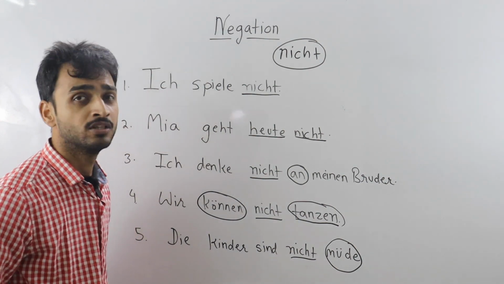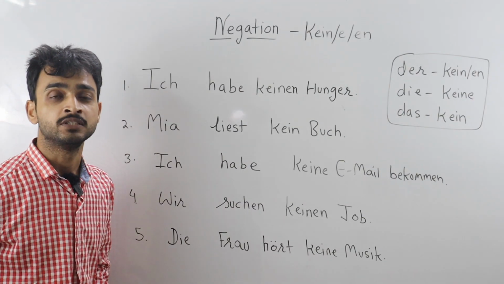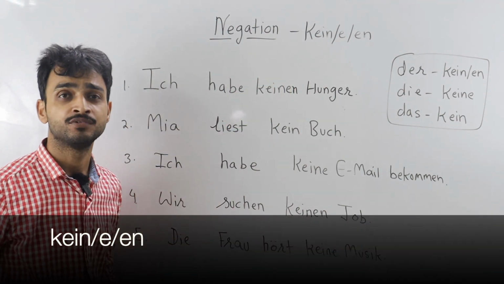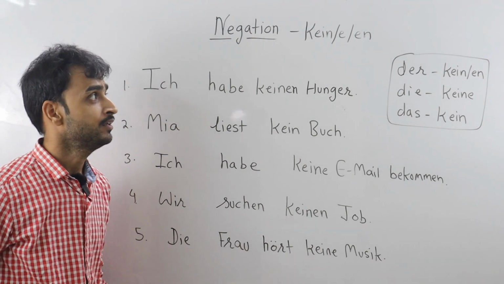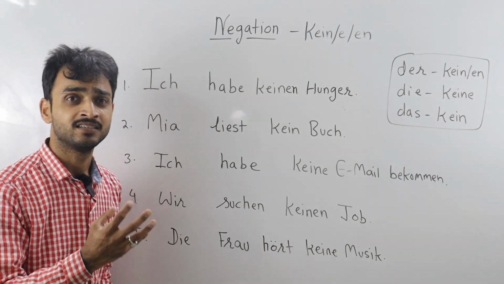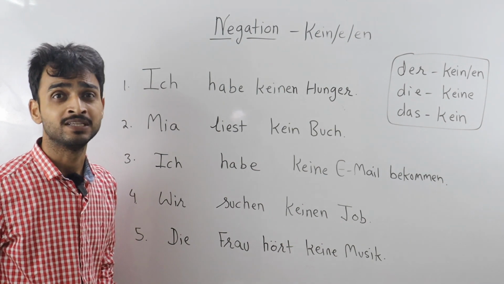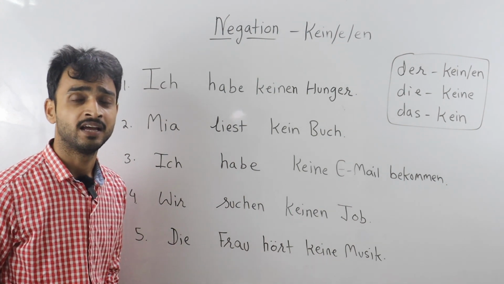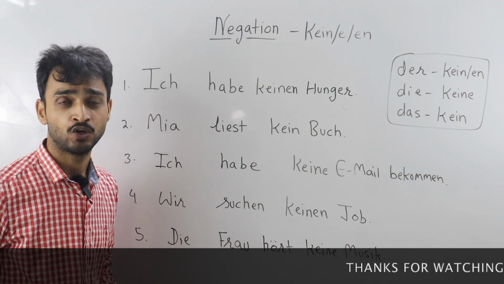Now I will tell you the use of kein, keine. Now we learn negation with kein, keine, keinen. This is another word that we use in German to make a sentence negative. Whenever we want to make a noun negative, we use kein, keine and keinen. But how do we write keine and when do we write keinen? It depends upon the gender, it depends upon the article of the noun.